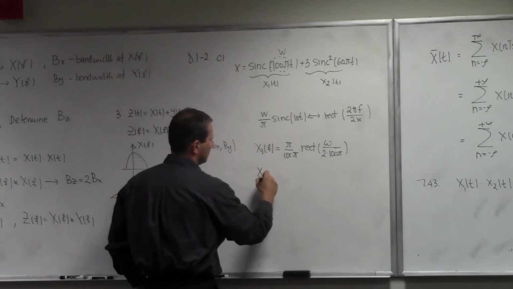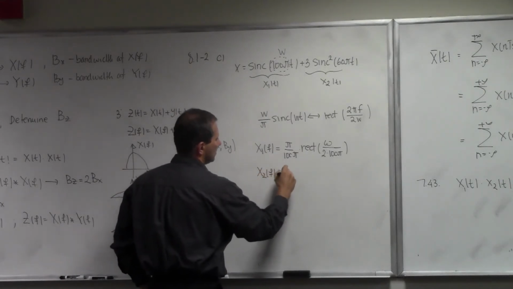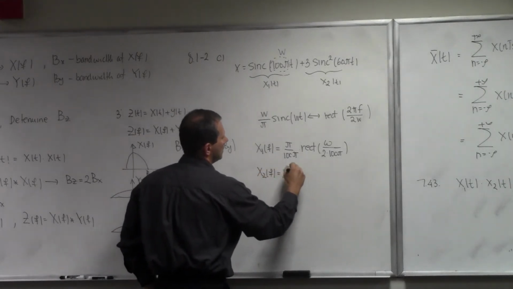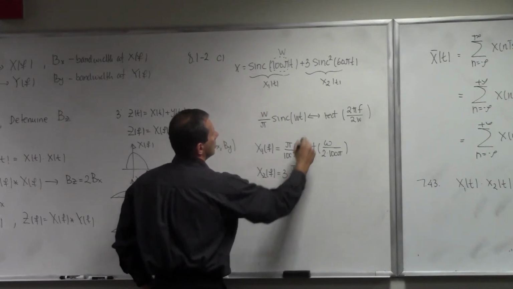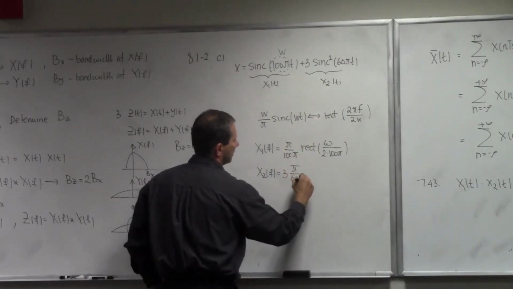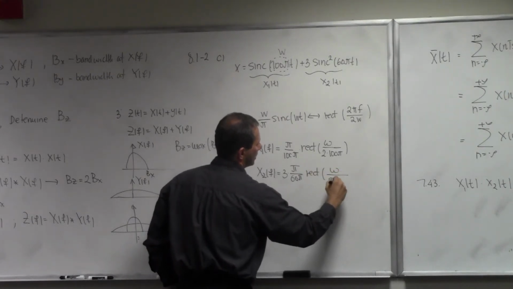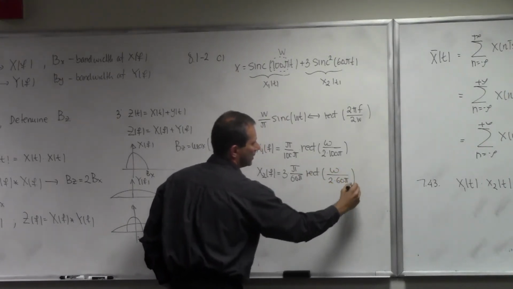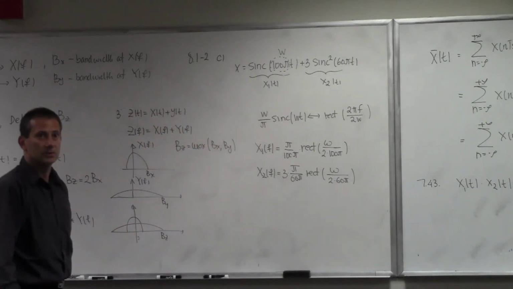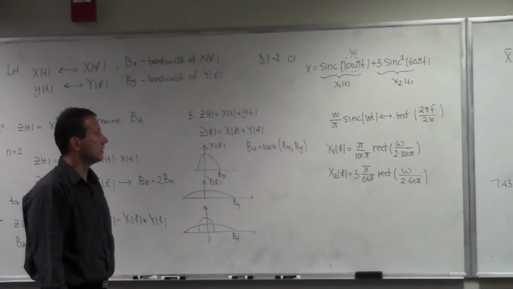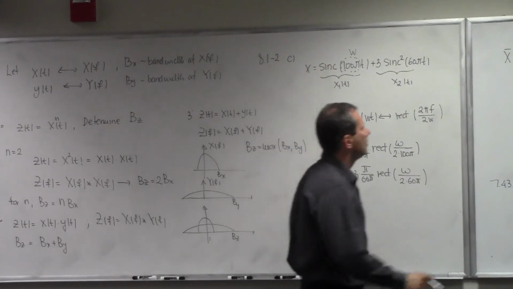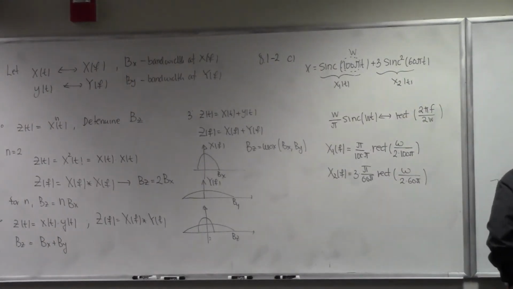x2 of f is going to be 3 times pi over 60 pi times rectangular of omega over 2 times 60 pi. Okay? So that's the Fourier transform of the second. So now I draw these two.